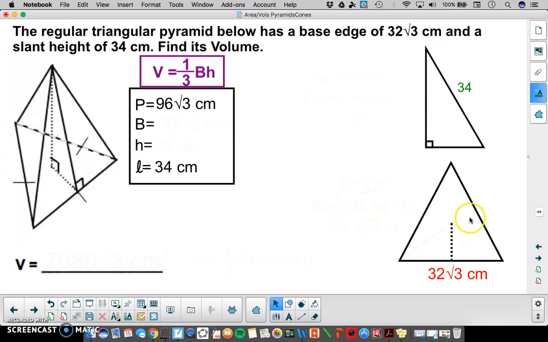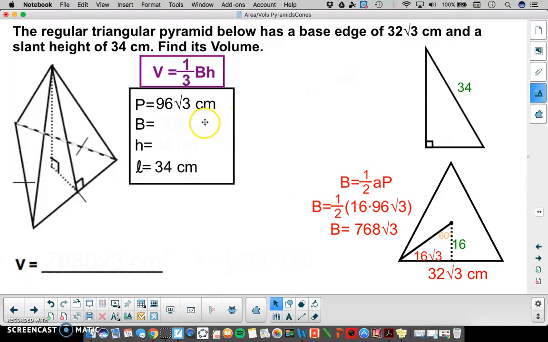To find the area of my base shape, I'm going to use 1/2 apothem times perimeter. The apothem we have to find using that 30, 60, 90. The apothem cuts that 32 root 3 in half to get 16 root 3. That's across from the 60, which gives me across from the 30 of just 16. So my apothem is 16, and my perimeter is 96 root 3. So I have 1/2 times 16 times 96 root 3, which gives me the area of the base of 768 root 3 square centimeters.